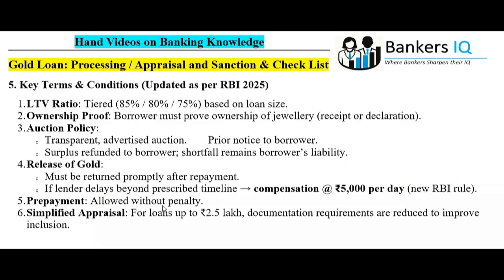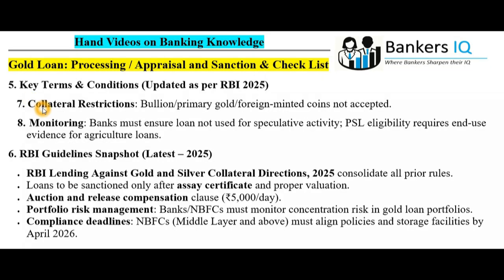Prepayment is allowed without penalty. Simplified appraisal: for loans up to 2,50,000 rupees, documentation requirements are reduced to improve inclusion. Now, the seventh point is collateral restrictions. Bullion, primary gold, and foreign minted coins are not accepted. Monitoring: banks must ensure the loan is not used for speculative activity. Priority sector lending eligibility requires end use evidence for agricultural loans.